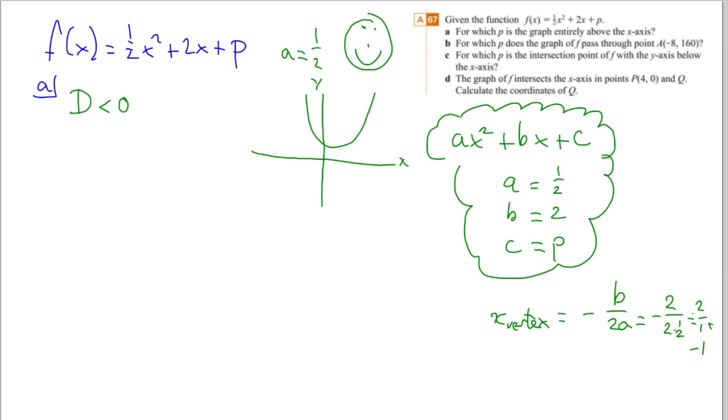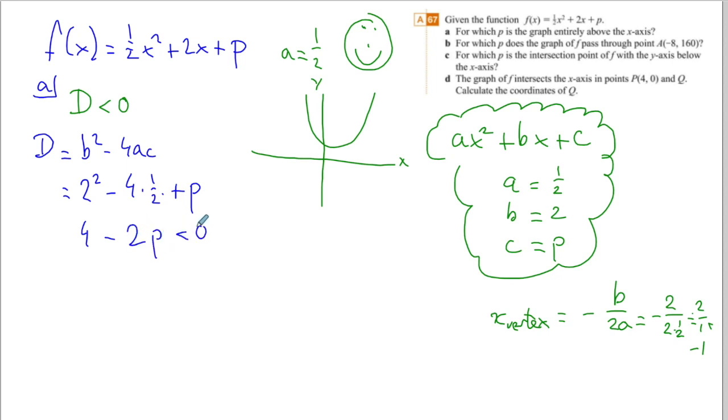Now I just have to fill in. My discriminant equals b squared minus 4ac, which is 2 squared minus 4 times a half times c, in this case p. So 4 minus 2p is smaller than 0. 4 is smaller than 2p. 2 is smaller than p. In this case, p must be bigger than 2.